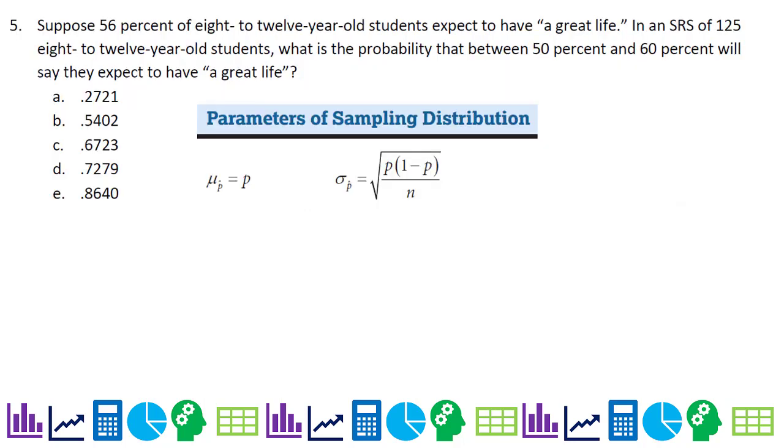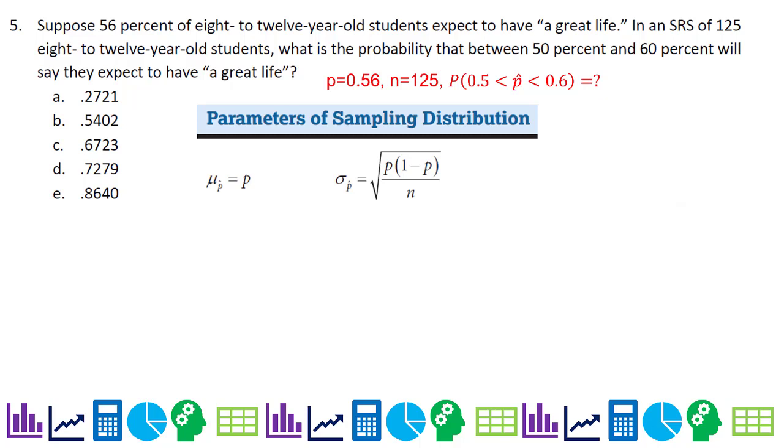Number 5, suppose 56% of 8 to 12-year-old students expect to have a great life. In a simple random sample of 125 8 to 12-year-old students, what is the probability that between 50 and 60% will say they expect to have a great life? So basically they told us p is 0.56, n is 125, and we're wondering the probability on our sample of getting between 0.5 and 0.6.